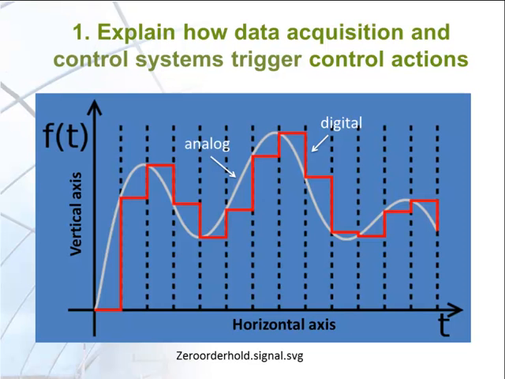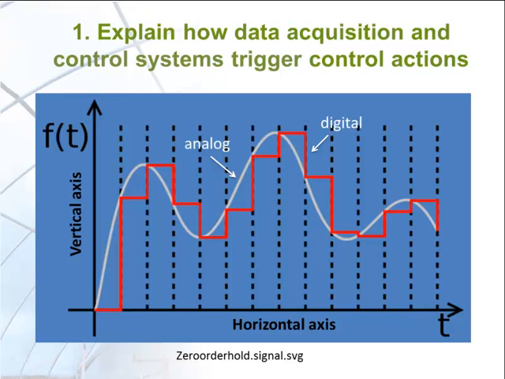In the previous slide, we talked about analog and digital sensors. This graph shows the difference between an analog signal shown in white line and a digital signal shown in red line. As you can see, the analog signal level is continuous and the digital signal has discrete levels where the vertical axis value stays the same in between two vertical dashed lines. On the other hand, the analog signal has continuous values in between two vertical dashed lines.